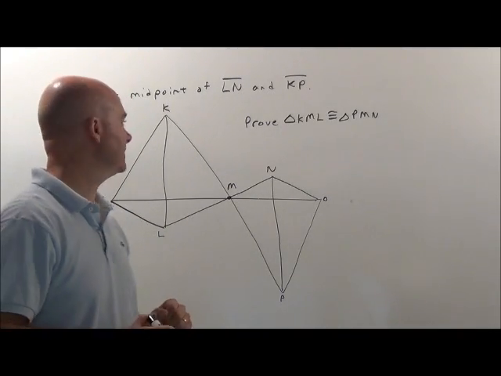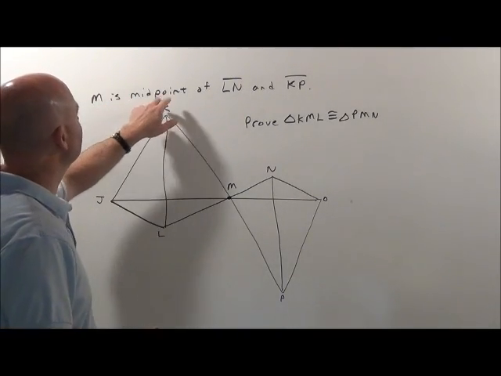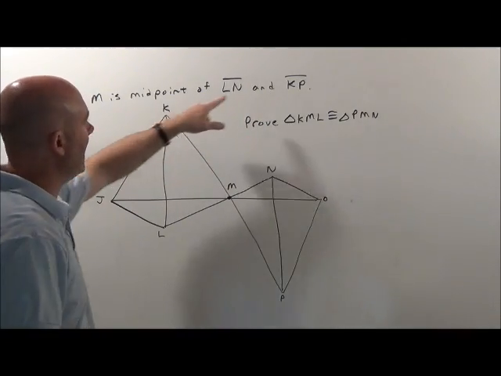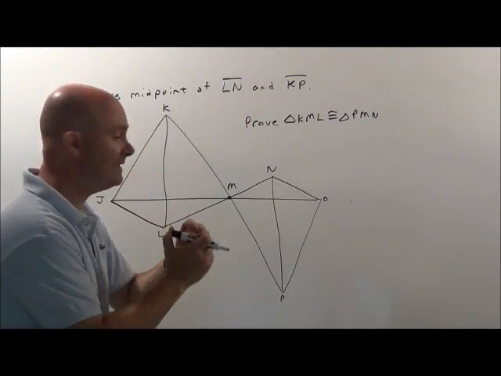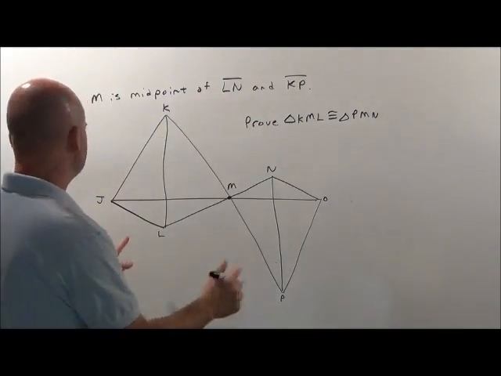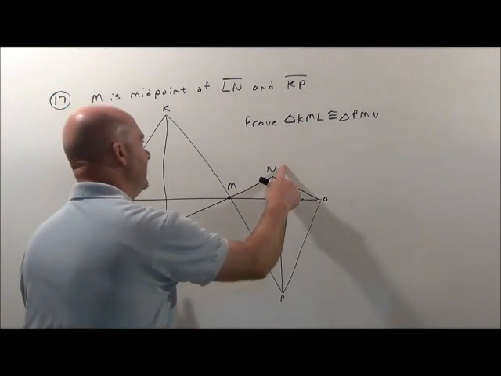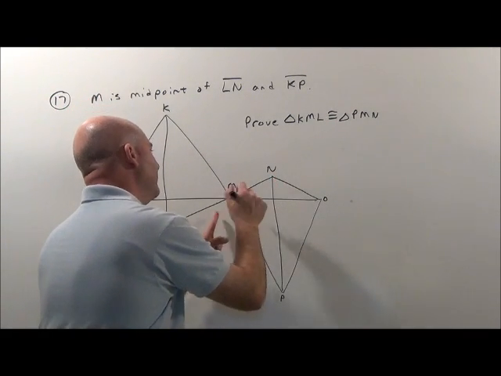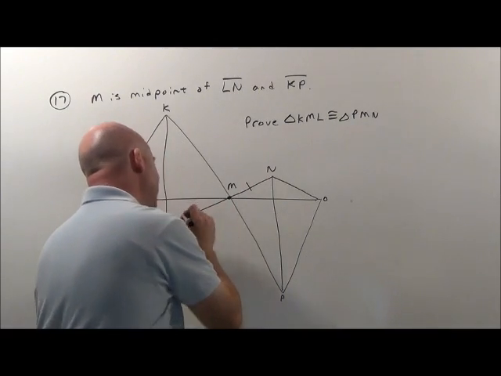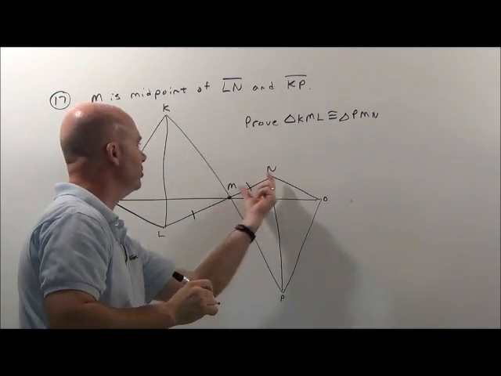Alright, here's problem 17. It says M is the midpoint of LN and KP. That means it's in the dead center of LN. Well, let's find LN in the picture. LN, M is in the center. That means this length and that length are exactly the same. Those are congruent to one another.